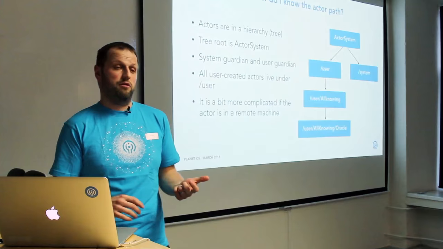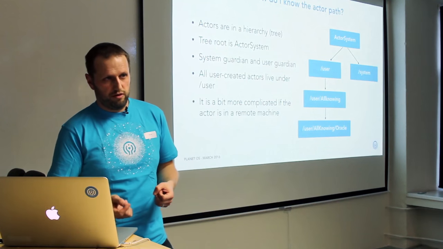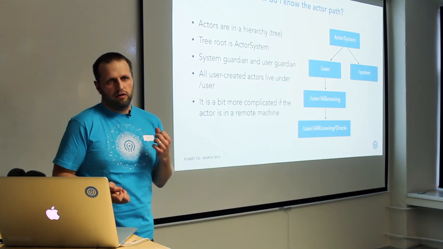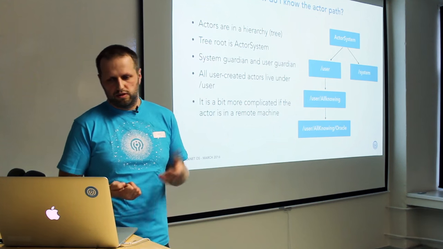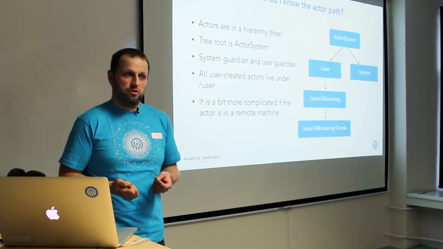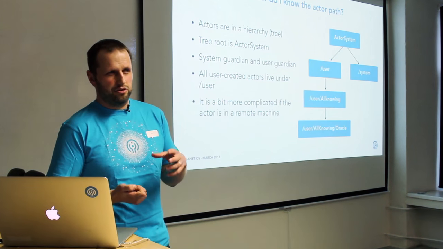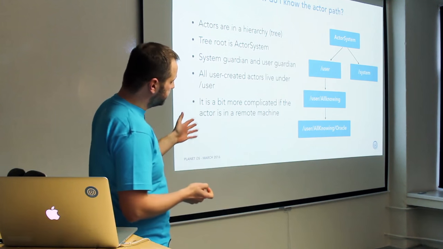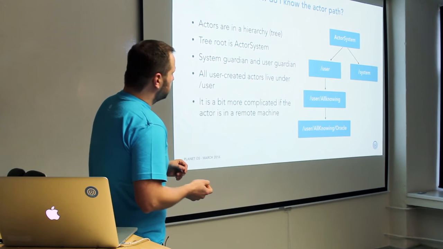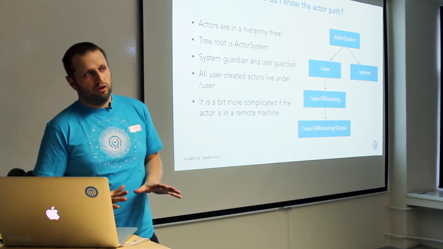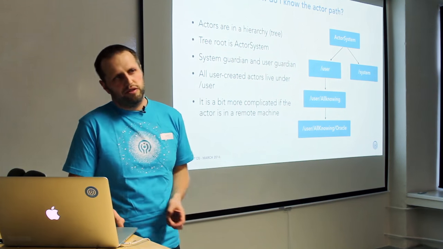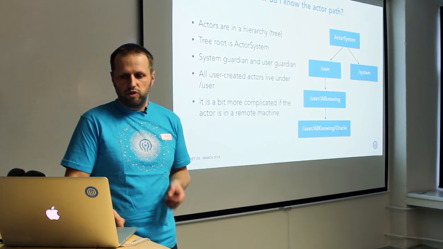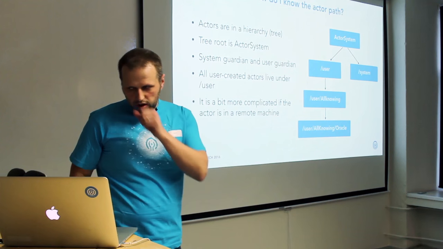So we talked about the actor path. My question is, how do we know the actor path? The actors in Akka are in a tree structure, just as the path implied. So the root of the tree structure is the actor system itself. And then beneath that, there are two guardians, the user guardian and the system guardian. We're not going to be talking about the system guardian because it's basically an implementation detail of Akka, and it's not particularly interesting. But we are going to be talking about the user guardian.